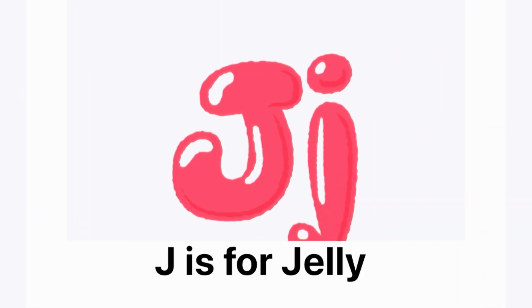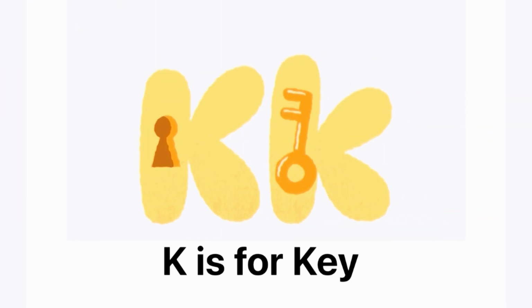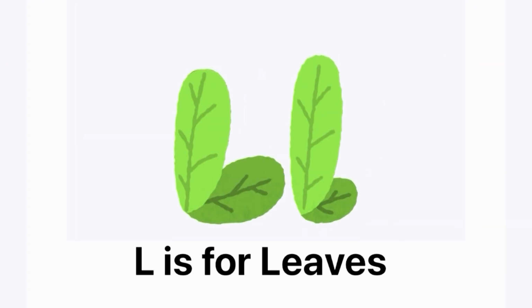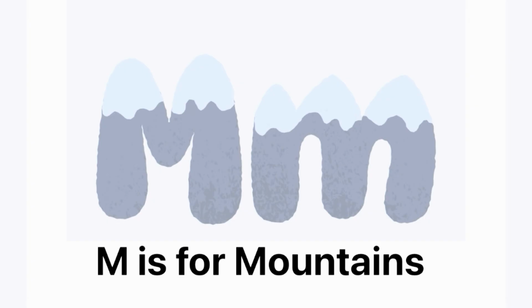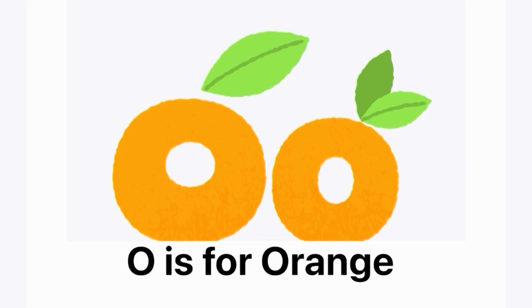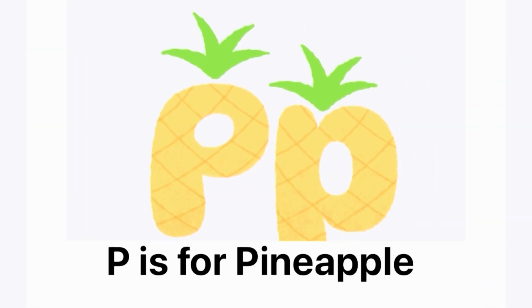J is for jelly. K is for key. L is for leaves. M is for mountains. N is for night. O is for orange. P is for pineapple.